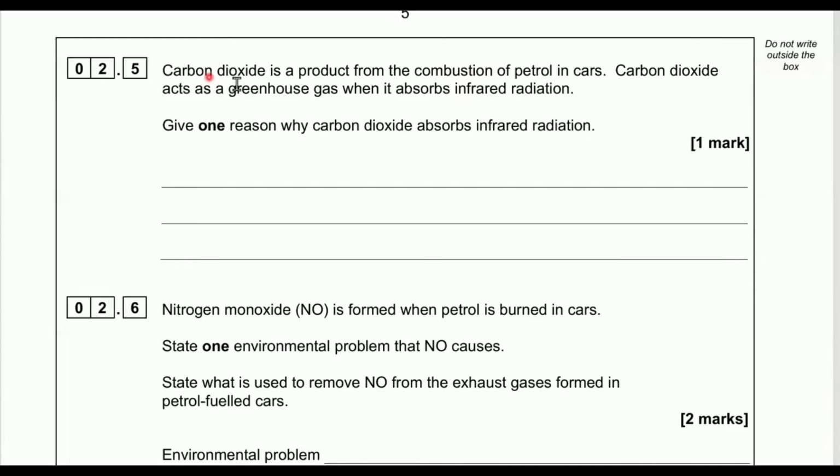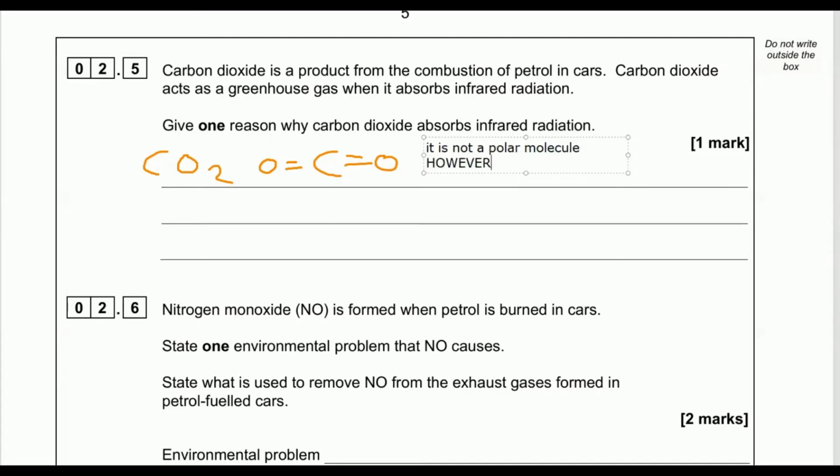Okay, 2.5. Carbon dioxide is a product from the combustion of petrol in cars. Carbon dioxide acts as a greenhouse gas when it absorbs infrared radiation. Give one reason why carbon dioxide absorbs infrared radiation. So there's certain types of molecules that are very good at absorbing infrared radiation, and it's when their bonds vibrate.